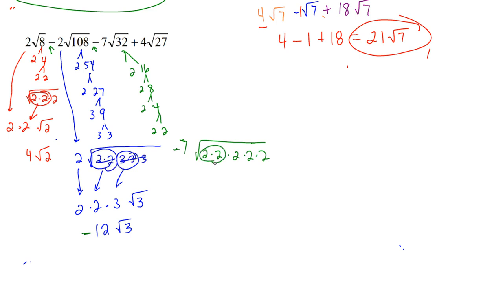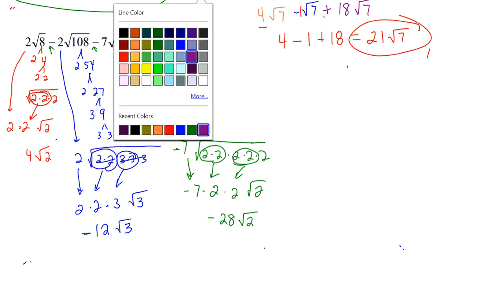Okay, pair of twos, 1, 2 left over. Got this -7 out in front. Calculator says -7 times 2 times 2 is -28. Square root of 2. Right, last one, this one right here.